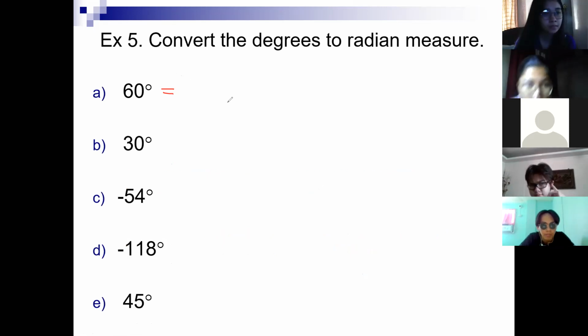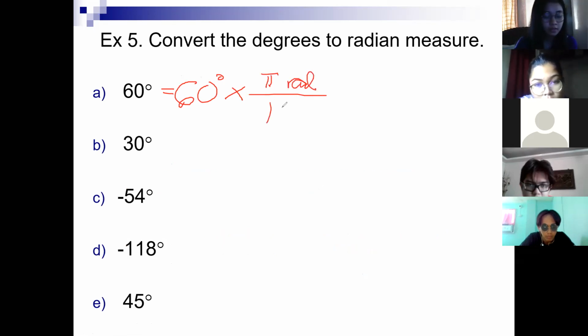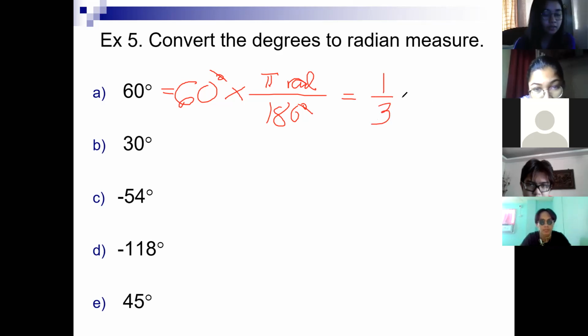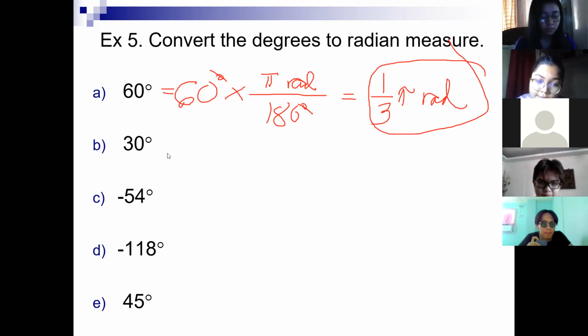So to clearly draw the solution, allow me to have it in here. 60 degrees multiplied by pi radian over 180 degrees. Cancel the degrees, you'll have there 1/3 pi radian. So the answer of Miguel lacks the pi. The answer of Troy is obviously wrong, 180 degrees. So it's just as simple as this solution, class. Okay, let's proceed.